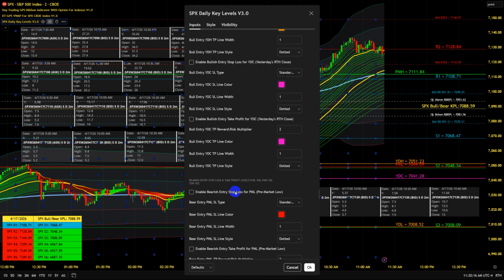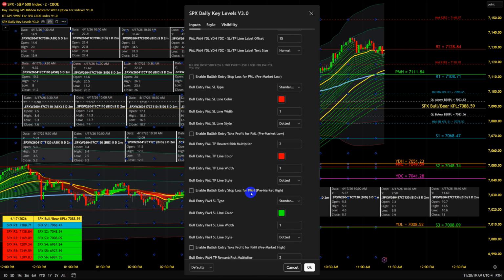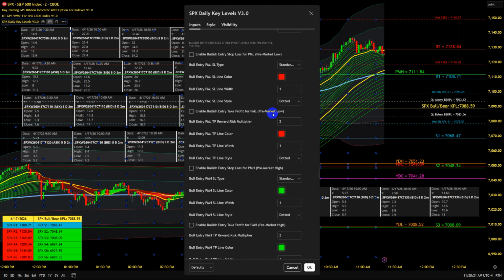If you're taking a bearish trade, you simply go down to the bearish section. In the case of a bullish trade, you just simply go to the specific one that you want to trade off of. In this example, PMH, pre-market high, you select standard or tight stop loss. It will print the standard or tight stop loss for that level on a bullish trade on the screen, and then you would select your take profit using the reward risk multiplier, which the default is 2. You can make it less in 0.25 increments if you want to go less than 2, or you can make it more than 2 in 0.25 increments all the way up to 30.